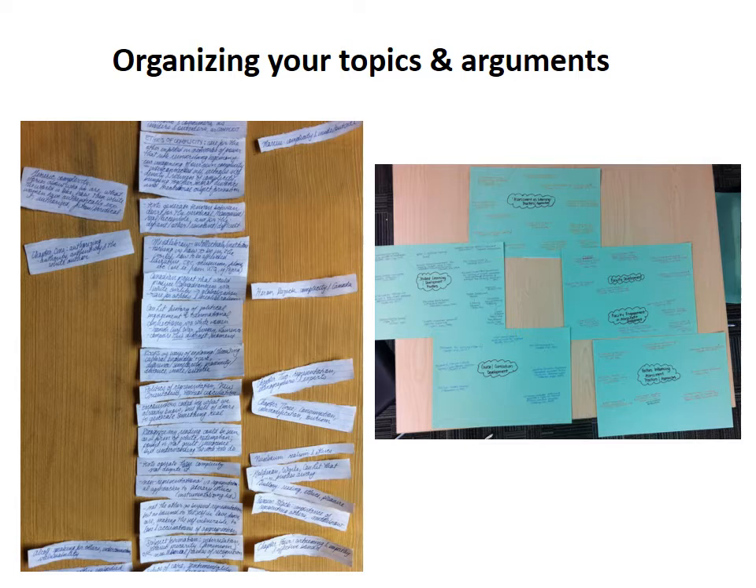Here are different examples of ways to organize topics and arguments. The left image shows a student getting ready for their oral defense. They've taken their study notes and cut them apart. On the left column, they list their main arguments. In the middle, they include their supporting evidence for those arguments. And on the right, they list the studies and theorists that support those specific arguments.